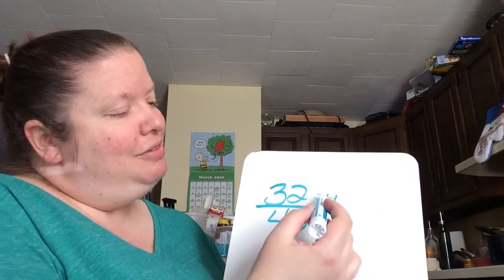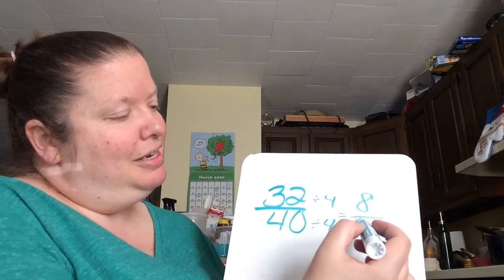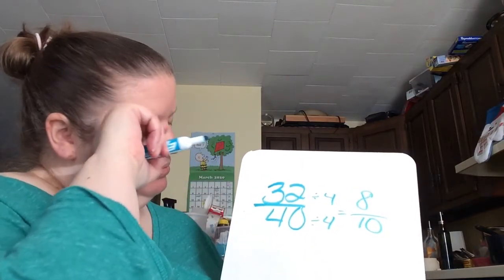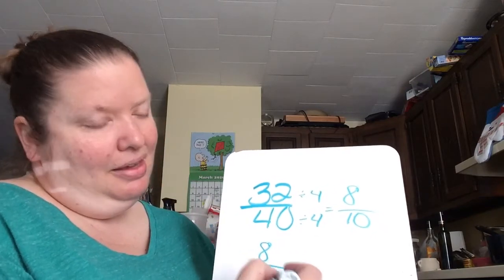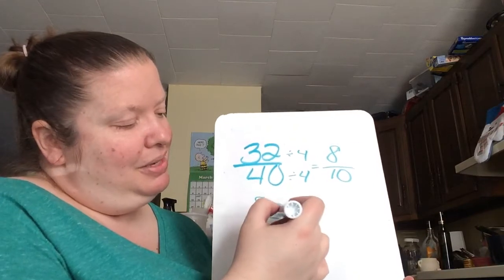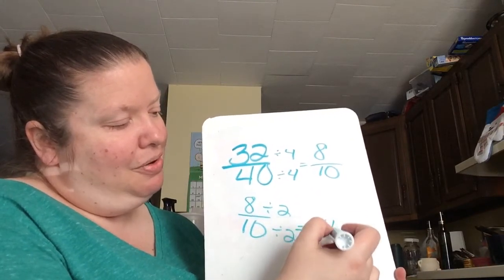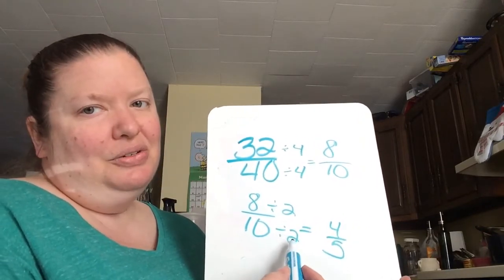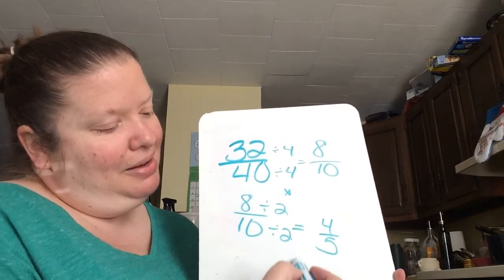So 32 divided by 4 is 8. 40 divided by 4 is 10. Eight tenths, they're both even. Divide by 2 again, equals 4 fifths. So if I did it in 2 steps with a 2 and a 4, 2 times 4 equals 8.